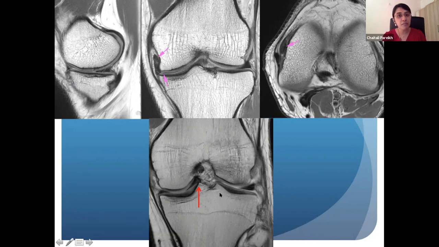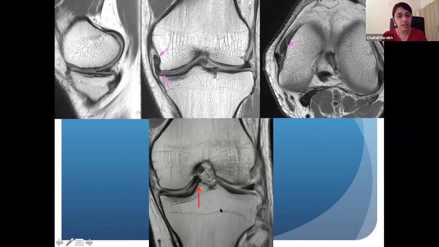Now, about 35% of you mentioned it as a bucket handle tear. Bucket handle tear is a kind of a displaced flap tear, but it's a particular type of a flap tear. So what happens is there is a tear. It's actually a longitudinal tear and not a horizontal tear to begin with. It's a large longitudinal tear. So if you imagine there is a tear at this level and the inner part of the meniscus is going to just shift inside like a bucket. So it's something like this and it just flips over like this. So that's a bucket handle tear.